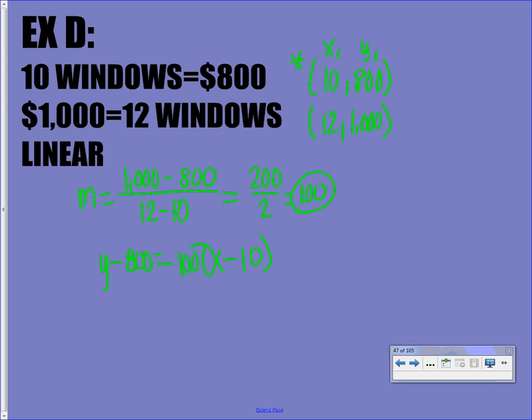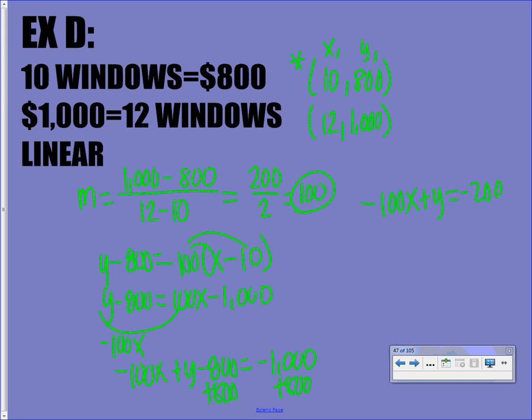So this is kind of nicer. We don't have any fractions here, so I'll distribute again. y minus 800 equals 100x minus 1,000. In standard form, I can go ahead and subtract over my 100x. So then I have -100x plus y minus 800 equals -1,000. Then I'll move over my 800, so I'll add 800 to each side. So I have -100x plus y equals -200.